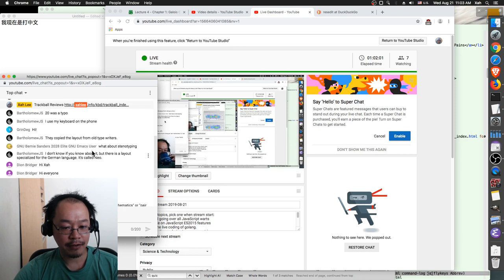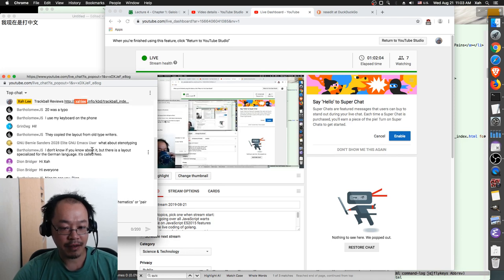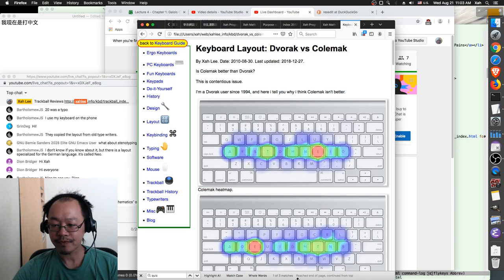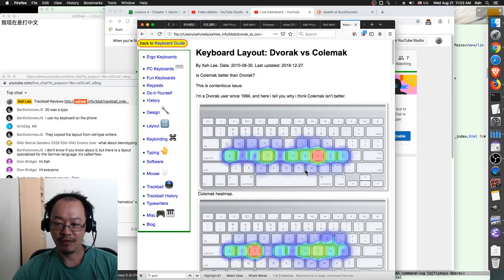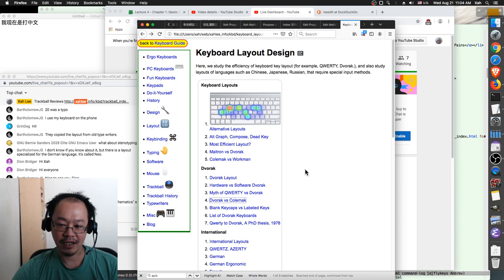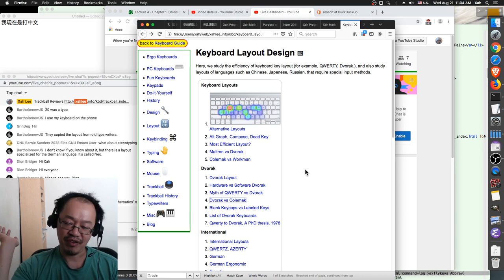Stenotype I talked about. Bartholomew says, I don't know if you know about it, but there is a layout specialized for the German language. It's called Neo. Yes, indeed. When it comes to keyboard layout and key binding, I know everything.